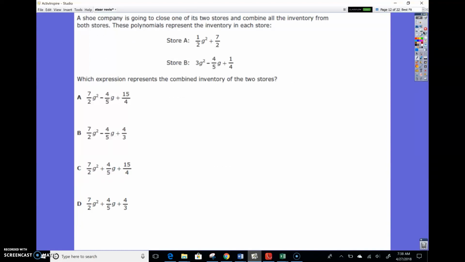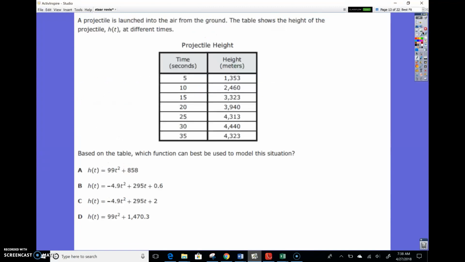And do this one. When you do this one, look at the word combine. Think about what the word combine means. Now, for a problem like this, it says which function can best be used to model the situation. Again, you can graph it.